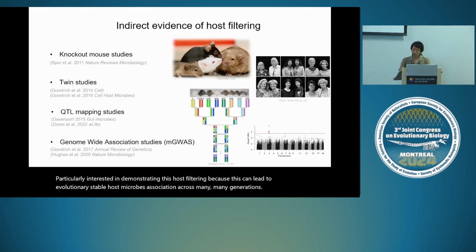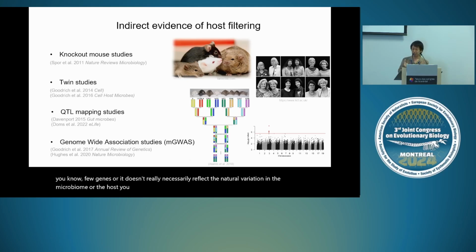And there is some indirect evidence of host filtering, and there are pros and cons for each approach. If you knock out a mouse gene in the mouse genome, like say immune genes or obesity genes, we know it can change the composition. But with this approach, we can only test a few genes, and it doesn't necessarily reflect the natural variation in the microbiome or the host genome.